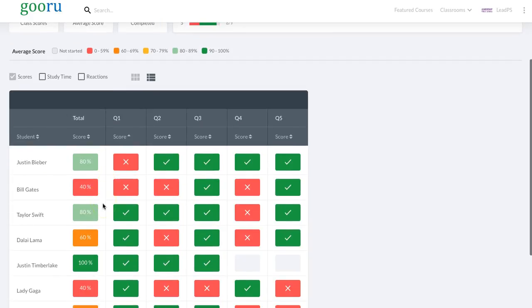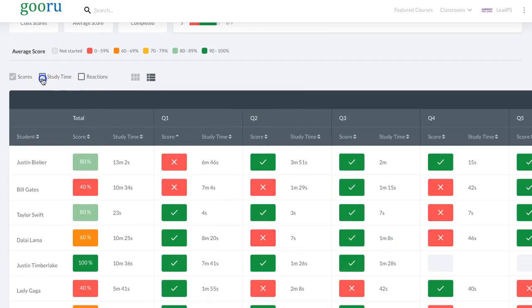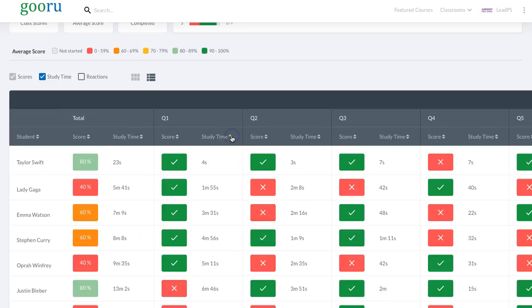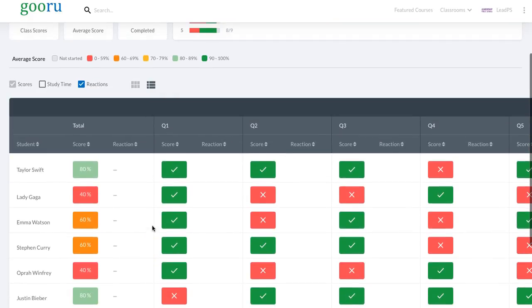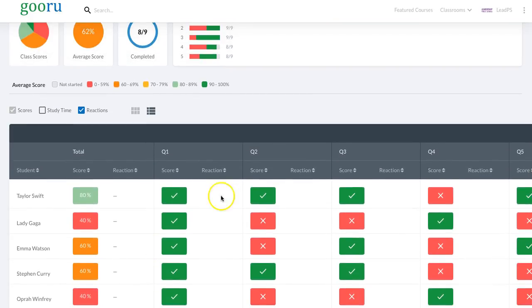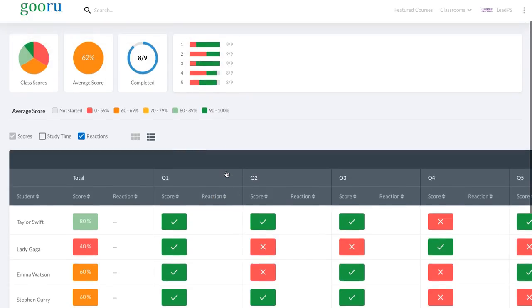Additionally, teachers can add in the filter to look at study time to see how quickly students are taking a quiz overall, or within a specific question, sort and identify those who maybe are moving a little fast and help coach them. They can look at reactions if students submit them with emoticons indicating their level of confidence, and also search by those, filter by those as well.